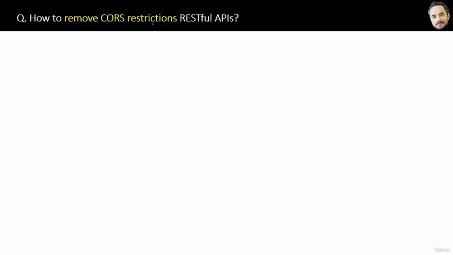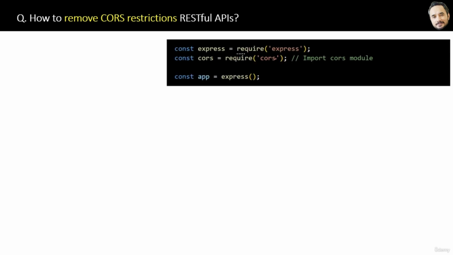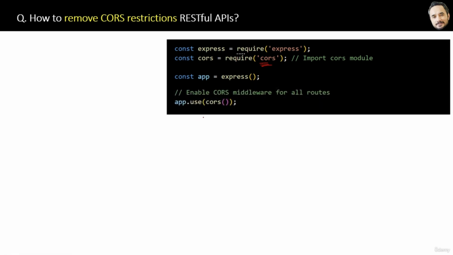How to remove CORS restriction on a RESTful API? To remove CORS restriction, we have to write some code in the REST API. First, we have to import the CORS middleware like this. And then we have to enable this CORS middleware for all the routes by using this app.use method. Here we are passing this CORS method as the parameter, and as a result, now any website with any domain name can access the data from your API.